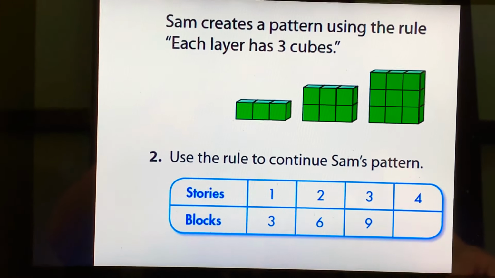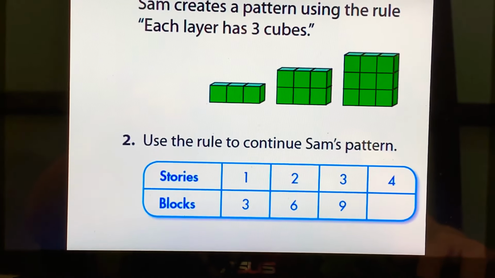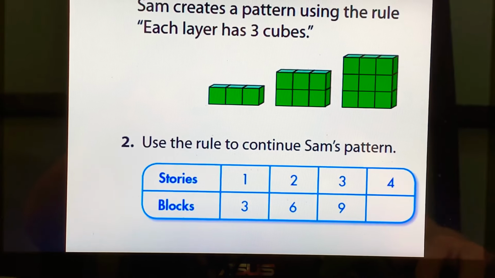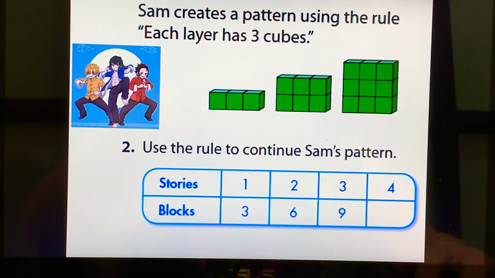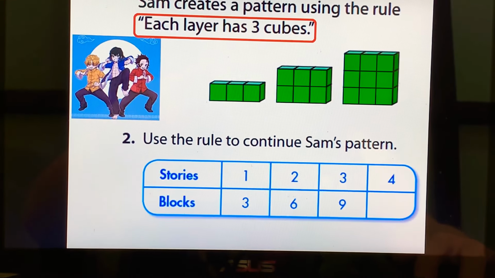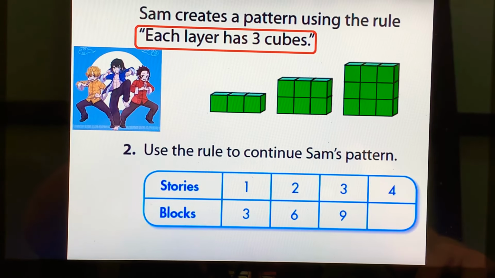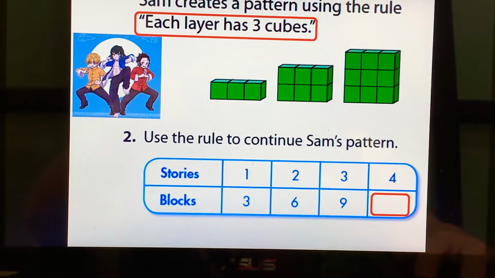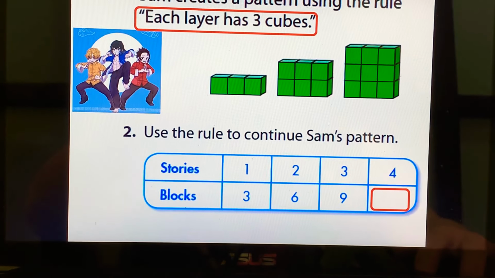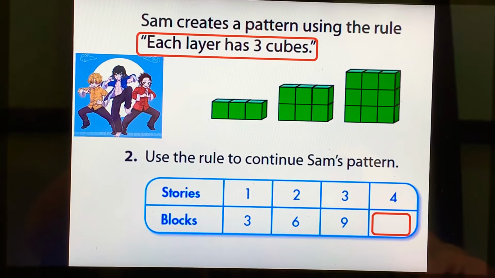Use the rule to continue Sam's pattern. The rule is each layer has 3 cubes. Fill in the correct answer. Let's move on.